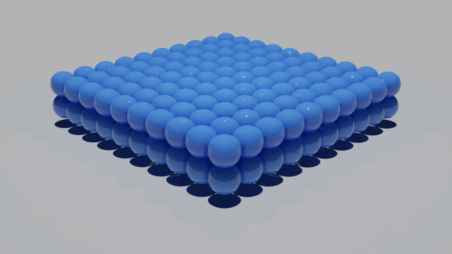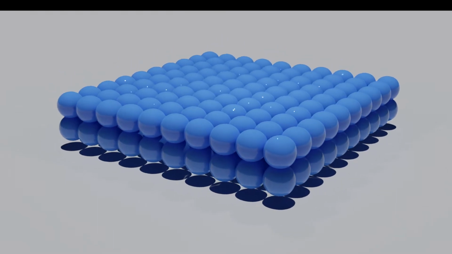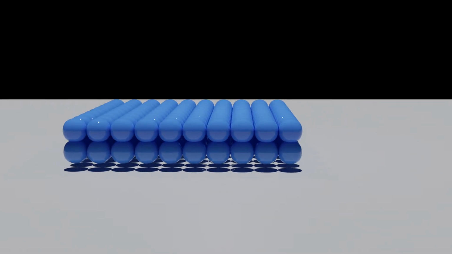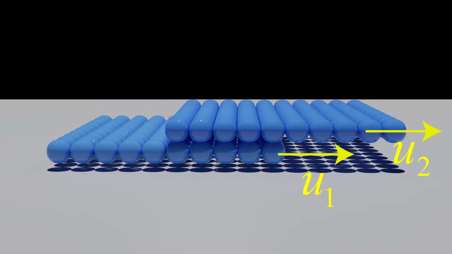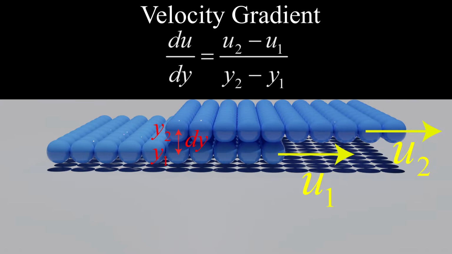To understand what a velocity gradient is, let's look at two layers of fluid particles. When a fluid flows, these layers move relative to each other with different velocities. The velocity gradient is the difference in these two velocities divided by the distance between the two layers. This quotient can also be expressed as the derivative du by dy. Sometimes the velocity gradient is also referred to as the shear rate.